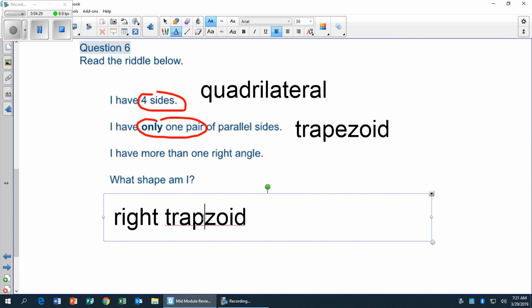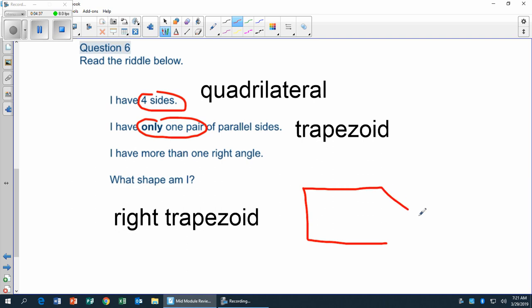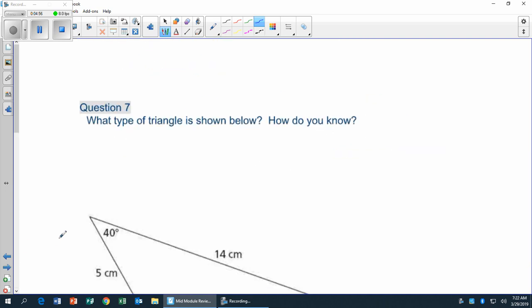And in case you don't know what a right trapezoid is, it would look something like this. And in this case, you see that this line is parallel to this. That's the one pair of parallel sides. There's more than one right angle because in this corner it's a right angle. In this corner it's a right angle. And there's 4 sides. So it's our right trapezoid.